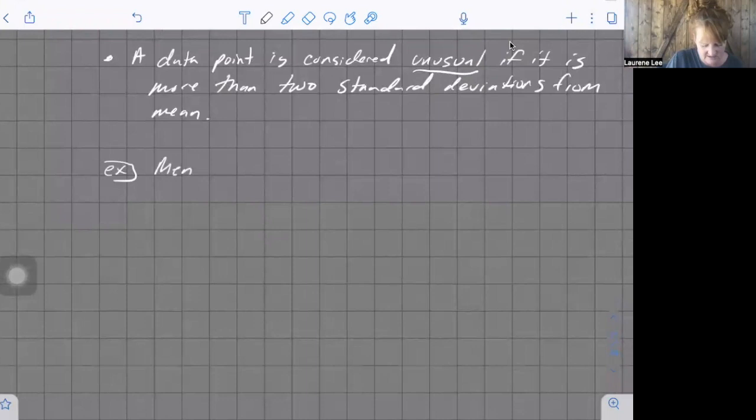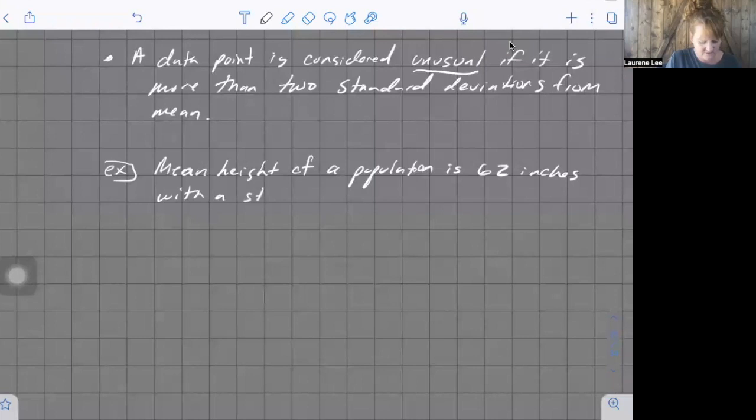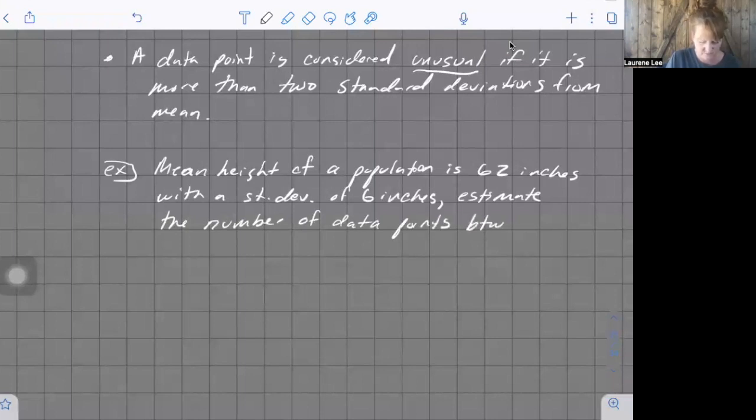If we say the mean height of a population is 62 inches with a standard deviation of 6 inches, estimate the number of data points between 56 and 62 inches.